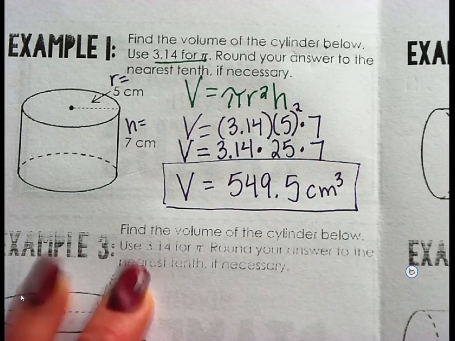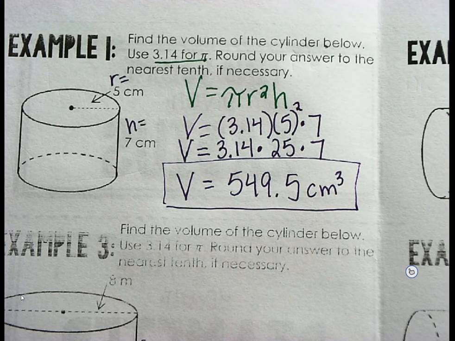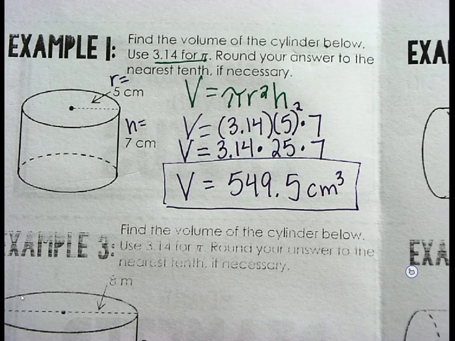Anybody have a question so far? Make sense? You're just plugging in numbers. That's why we started with evaluating expressions, because now we have the expression or the formula. We're just plugging in numbers from the shapes. So that's our first example of volume of a cylinder.